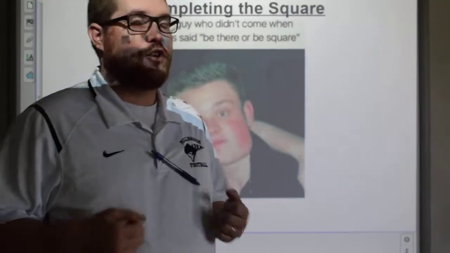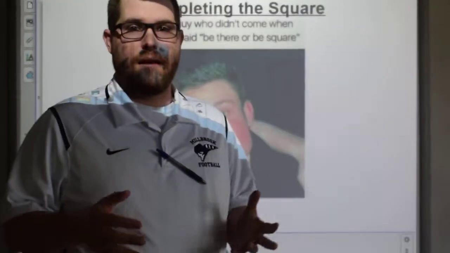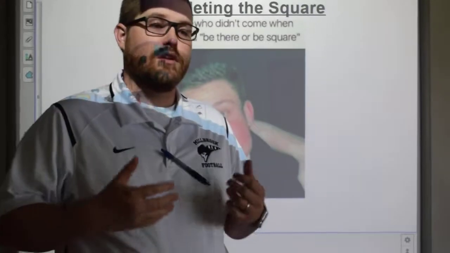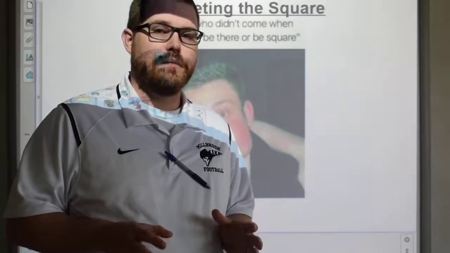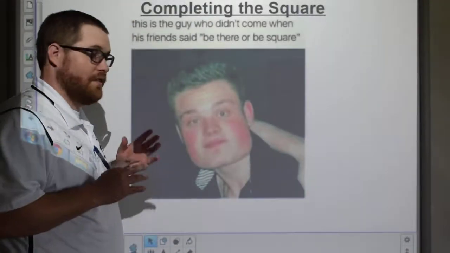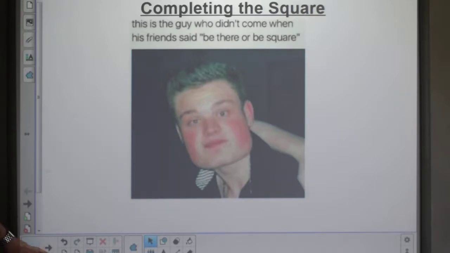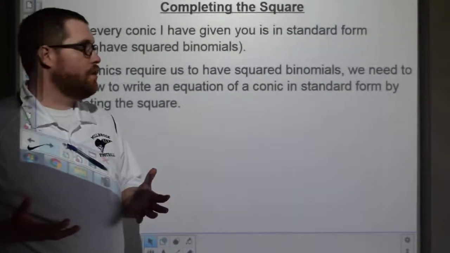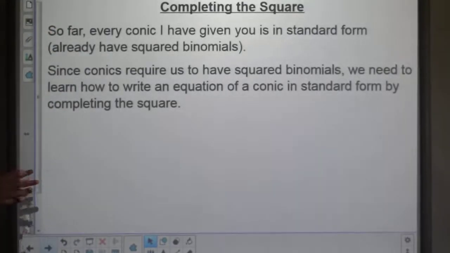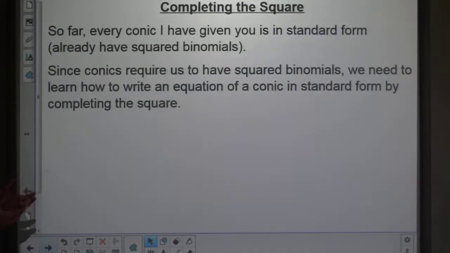We're going to talk about transformations of conics, so we're going to move parabolas, hyperbolas, and ellipses around. We're going to talk about standard form of a conic. Before we can do that, we need to learn how to do something called completing the square. Every conic I've given you has been in standard form. They have squared binomials. Since they require us to square the binomials, we need to learn how to write an equation of a conic in standard form by completing the square.